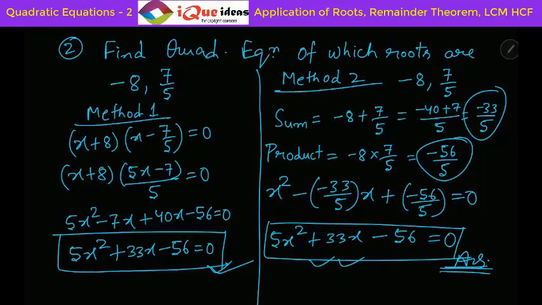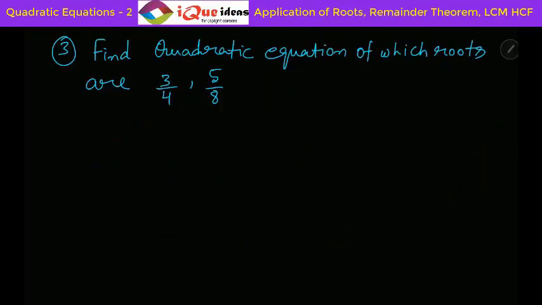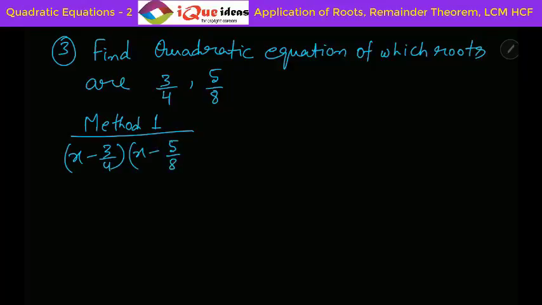Now let's take one more question on this. Now this question says find quadratic equation of which the roots are 3 by 4 and 5 by 8. I'll still go ahead and do method 1 first, right? Now method 1 says that for 3 by 4, our expression will be x minus 3 by 4. And for 5 by 8, expression will be x minus 5 by 8 equal to 0.